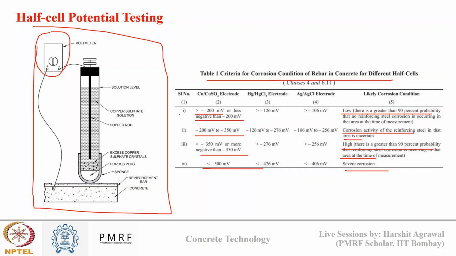So this is for the copper sulfate reference electrode. Similarly, we can have an HgHgCl2 reference electrode or an AgAgCl reference electrode. For each reference electrode, this marking of the likelihood of corrosion differs. For copper sulfate, 350 is the critical potential point. For HgHgCl2, 276 is the critical potential point, and for AgAgCl, 256 is our critical potential point. So if a potential value is more negative than minus 350 for a copper sulfate half cell reference electrode, then we say there is high probability of corrosion.